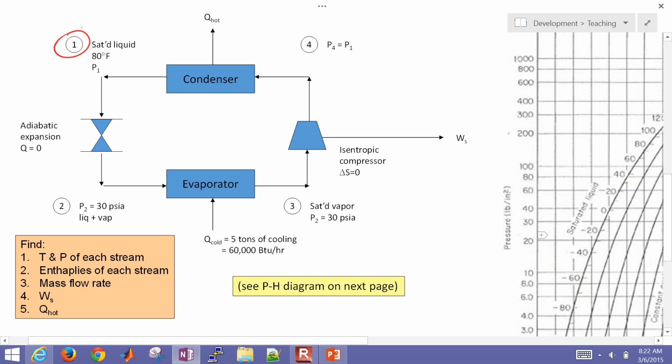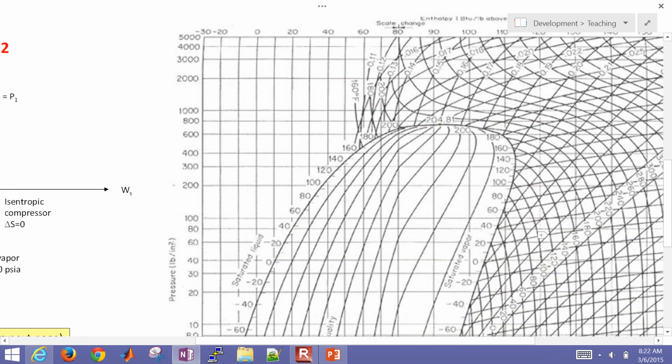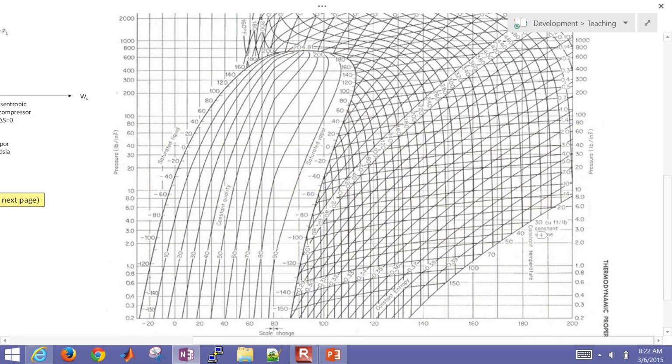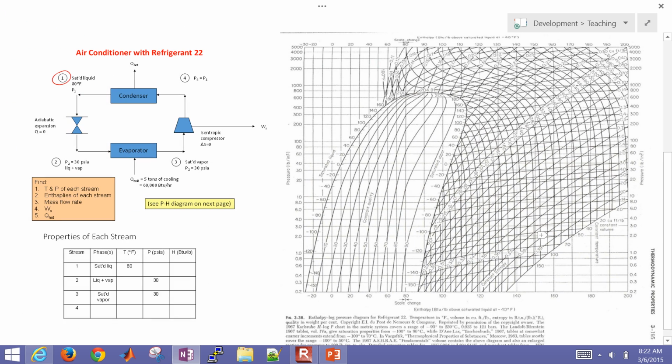We know we're saturated liquid at 80 degrees Fahrenheit. So this is the chart that's enthalpy versus pressure. And let me just point out a couple things that are interesting about this. Here's the pressure in PSI. Here's enthalpy in BTUs per pound. And then we have a constant entropy here. Okay, so there's the entropy right there.